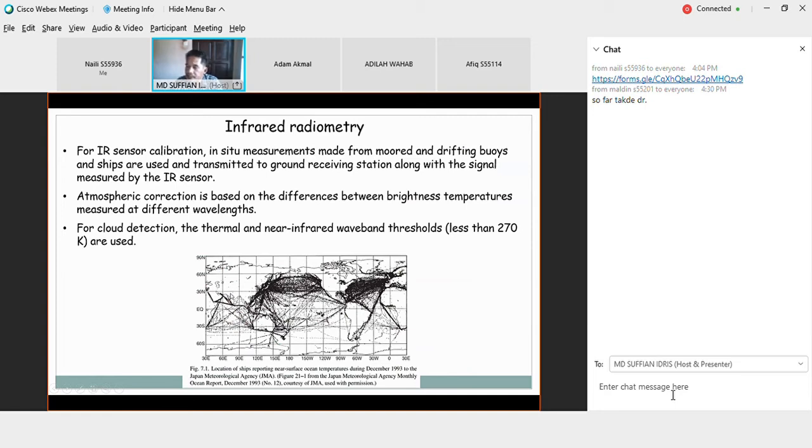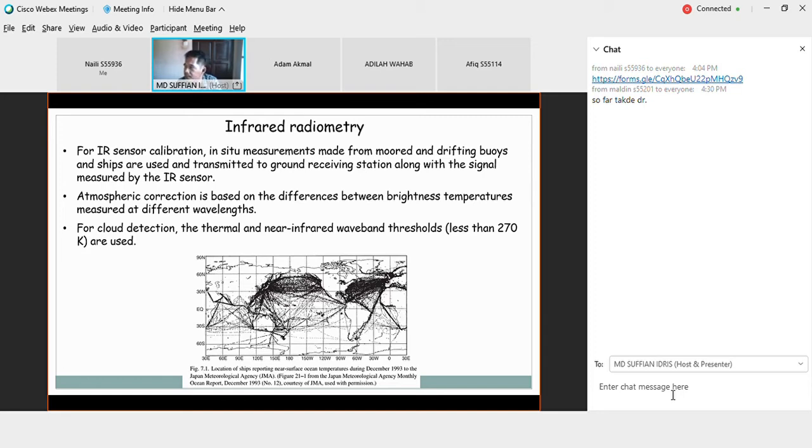So for infrared sensor calibration, dia very simple. Temperature ni dia punya calibration is very simple sebab dia ada good correlation with object temperature. So kita boleh direct correlation saja di antara radiation and temperature. For infrared sensor calibration, in situ measurements for calibrating points are used and transmitted to the ground receiving station along with the signal measured by the IR radiometer.